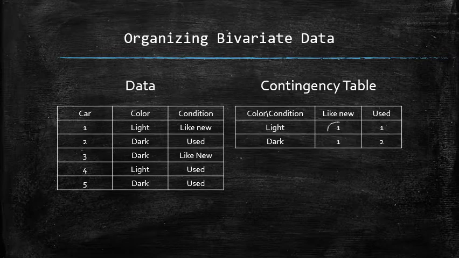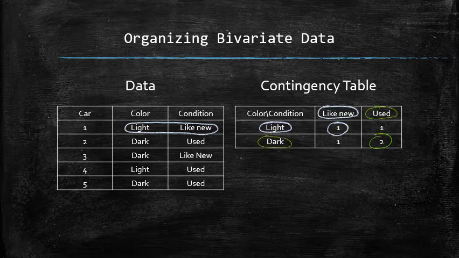This value 1 means there is only one car with light color and new condition. It is number 1. This number 2 means there are two cars of dark color and used condition. Here they are, number 2 and number 5.